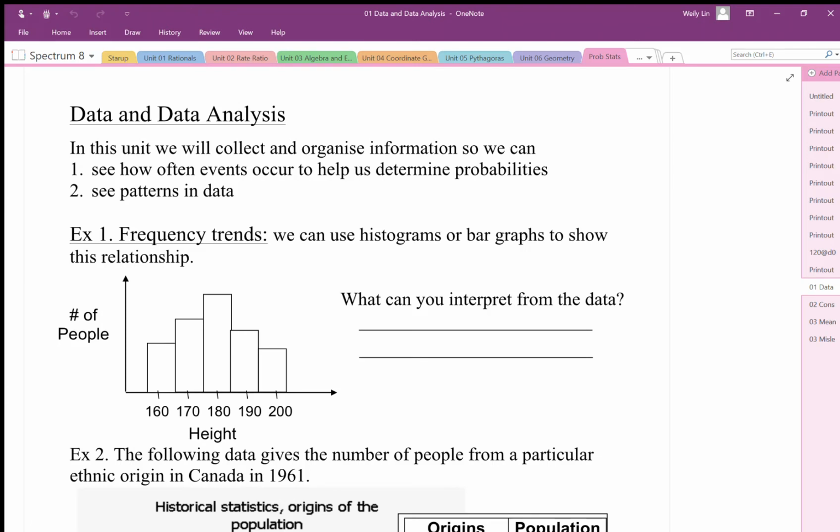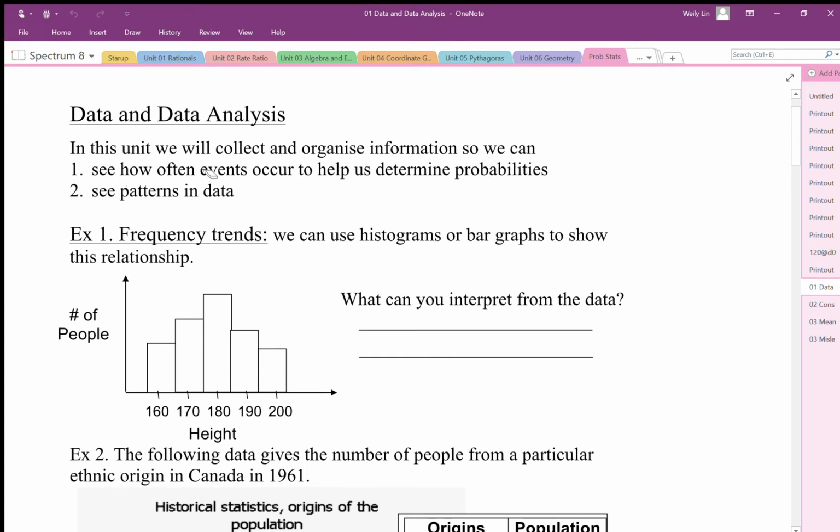So we're going to start looking at data and data analysis. And data analysis is getting more and more important because as we have more and more data available to us, we have to make sure that we're analyzing this and being able to get the appropriate information and be able to interpret the information. So we're going to collect and organize information so that we can see how events occur and how to determine some probabilities. So we're going to see how data can help us with chance and probability.